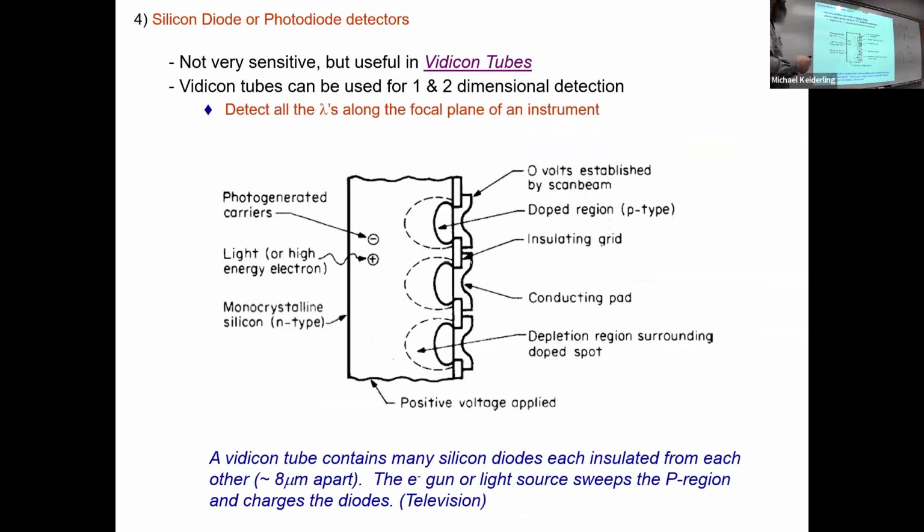They can be used for 1 to 2 dimensional detection to detect all the wavelengths along the focal plane of an instrument. So if you have a setup that detects all the wavelengths at once, it can be useful to use silicon diodes or photodiodes. So I think it's an array of these silicon diodes, and you splay out your whole wavelength onto it, basically.